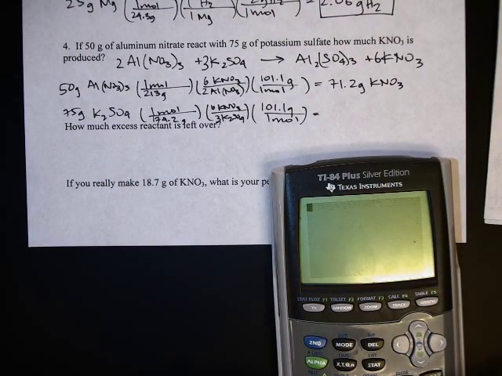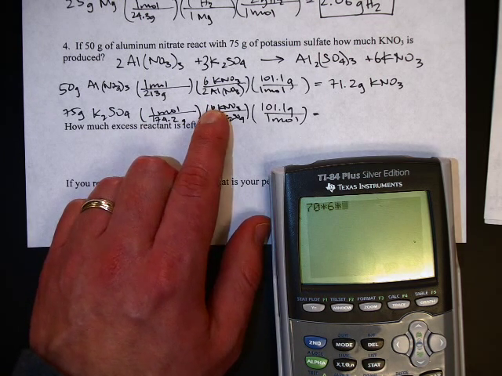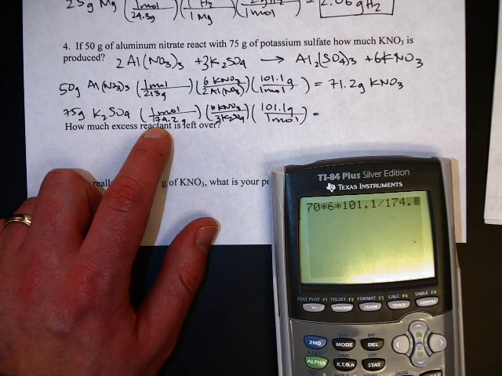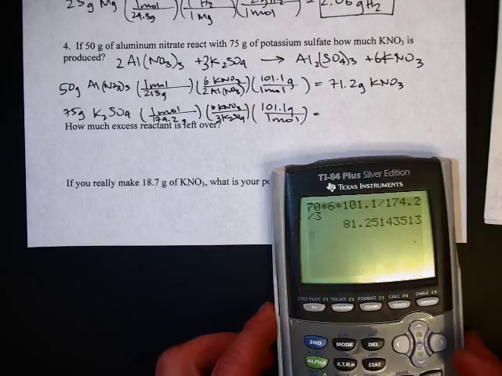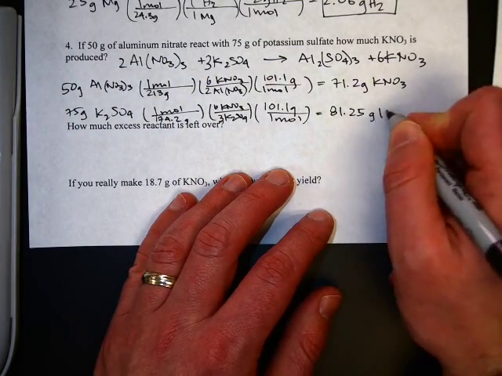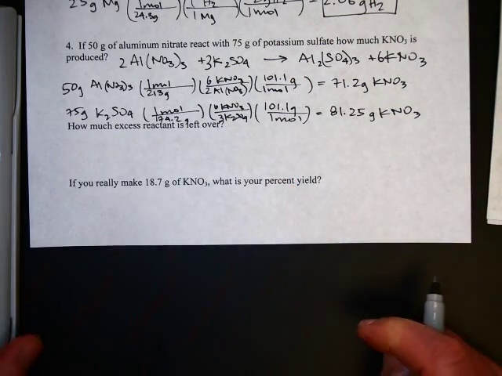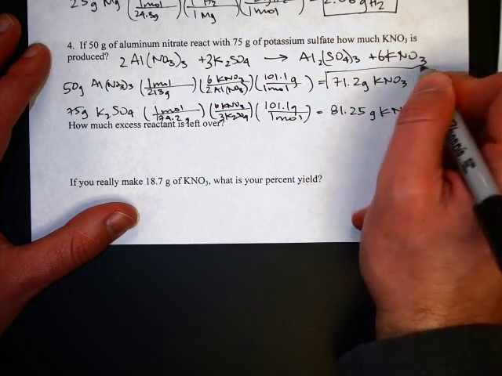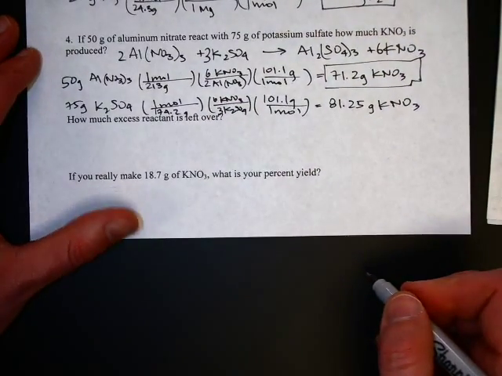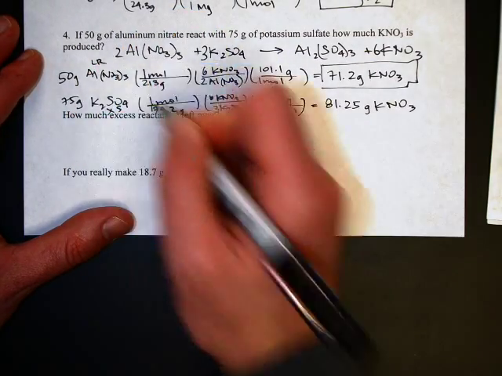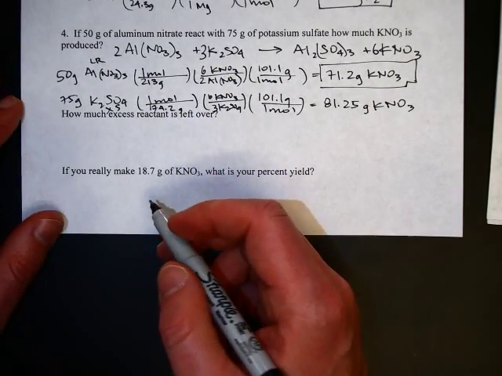Next one is 75 times 6 times 101.1 divided by 174.2 divided by 3. 81.25. So the amount that you made is 71.2. That answers that question, how much is produced. This is your limiting reactant, and this is your excess reactant, which is great because the next question says how much excess is left over.